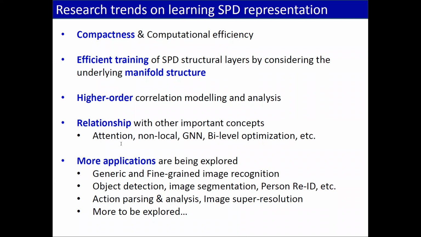Also, we are interested in the relationship between this kind of method and other important topics, for example, attention, non-local, graph neural networks, and bi-level optimization. Also, as we have seen from Peter's talk, second-order pooling and higher-order pooling have been applied to applications outside of fine-grained image recognition, such as image segmentation, person re-ID, or few-shot retrieval. We believe that more and more computer vision tasks will take advantage of second-order and higher-order pooling.